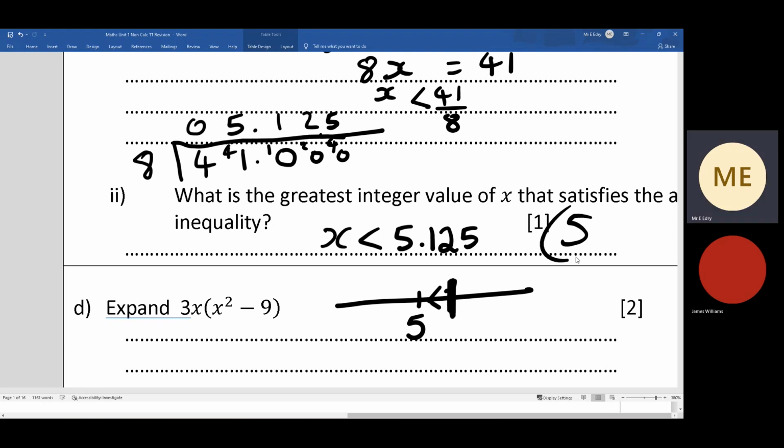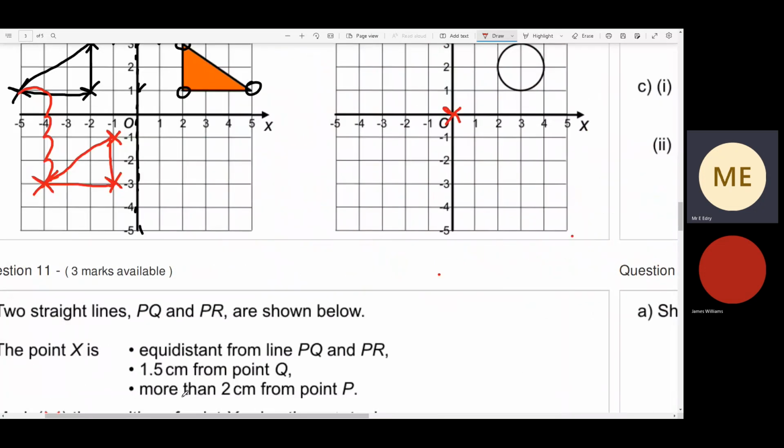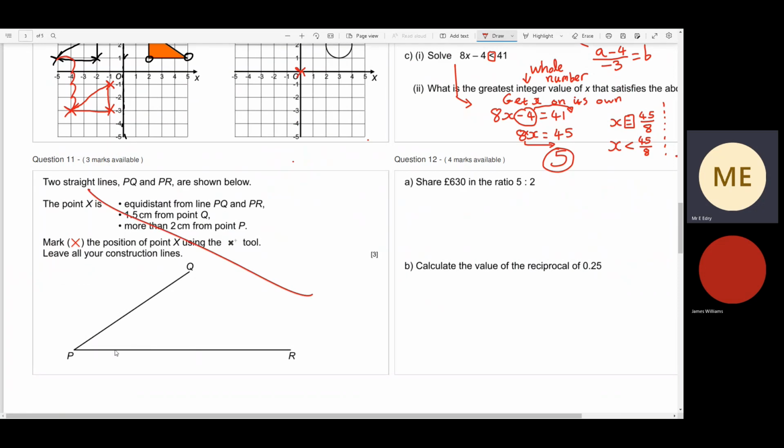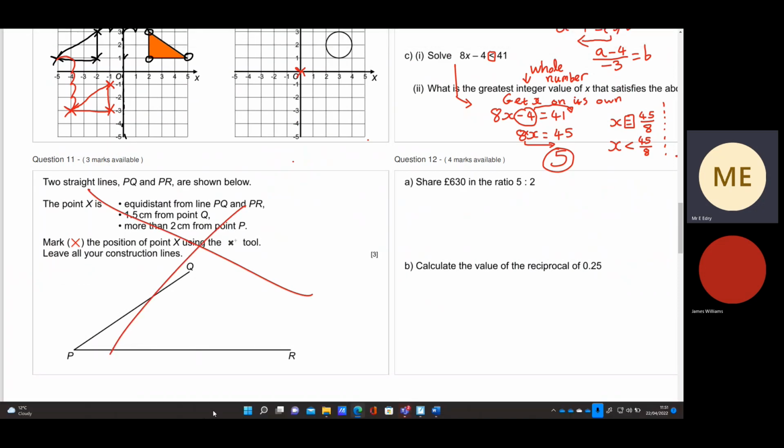Brilliant. Okay, so that's inequalities. So let's have a look at the next one. So I think this next one isn't going to be in your exam, so that one can go. So we'll jump straight into the ratio.